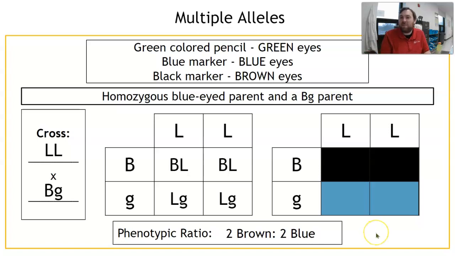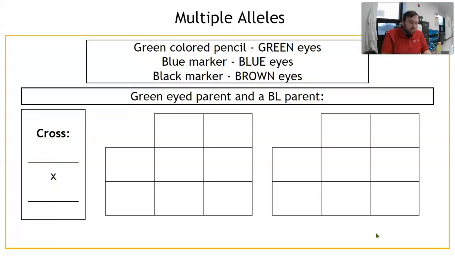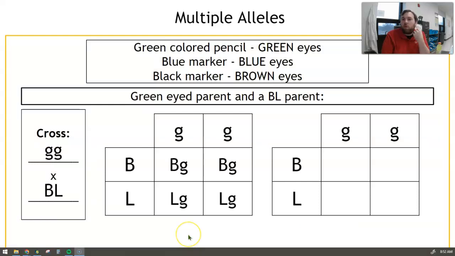Or I should say families can lose their green eyes in a generation. Give number 14 a shot here. I'll pause the video and let you work through it. Remember that a green-eyed parent can only be the homozygous recessive alleles of G, G, so they're going to be the lowercase g's over there. And the BL parent is going to be labeled in this box over here.